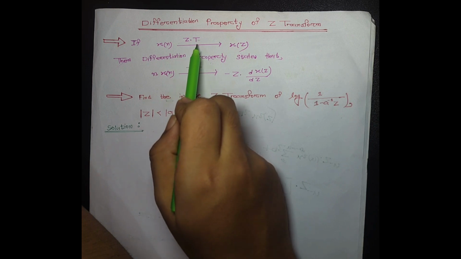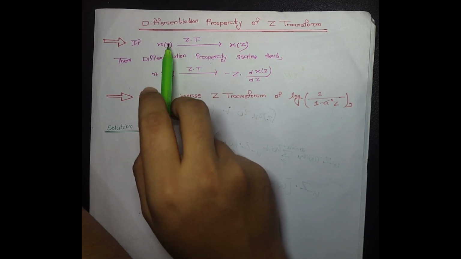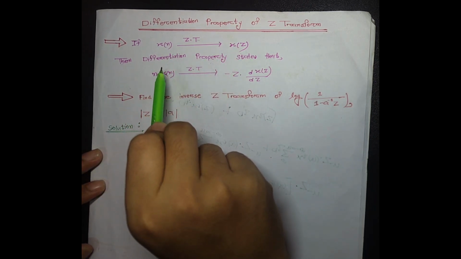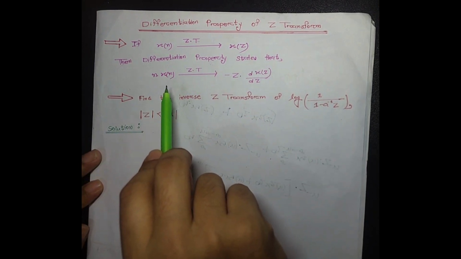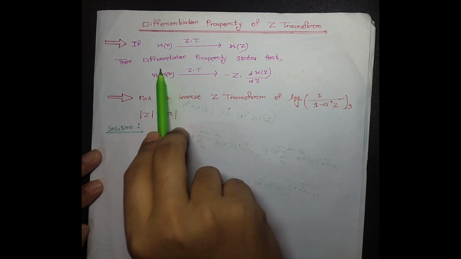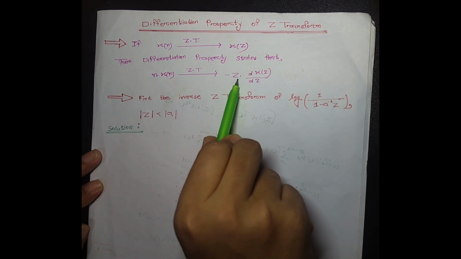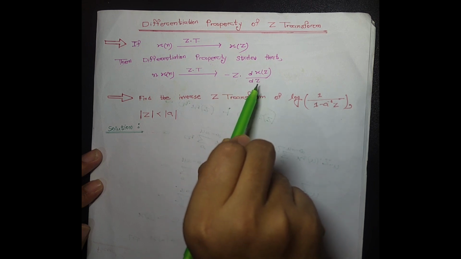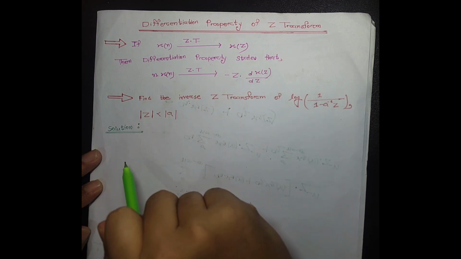If the Z transform of x of n is equal to X of z, then the differentiation property states that the Z transform of n of x of n is equal to minus z into d/dz of X of z. X of z means Z transform of x of n.